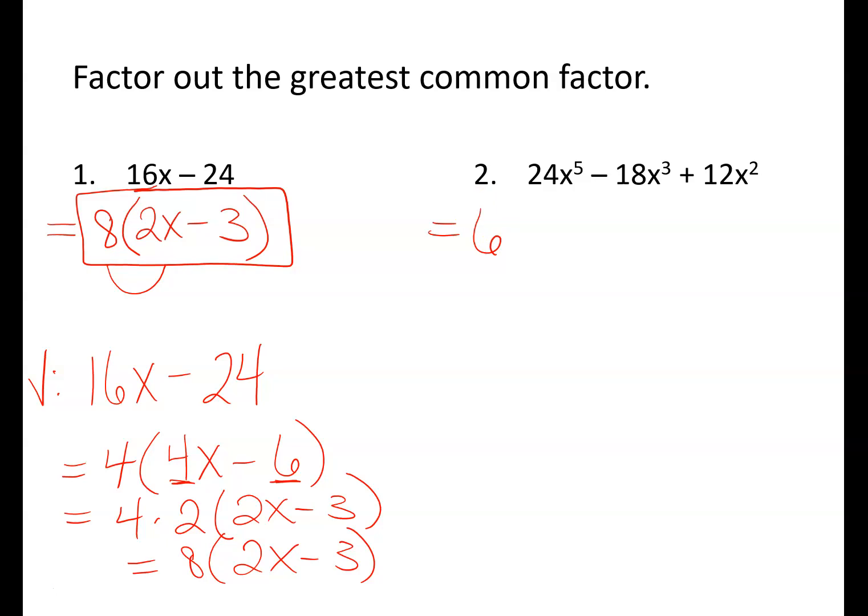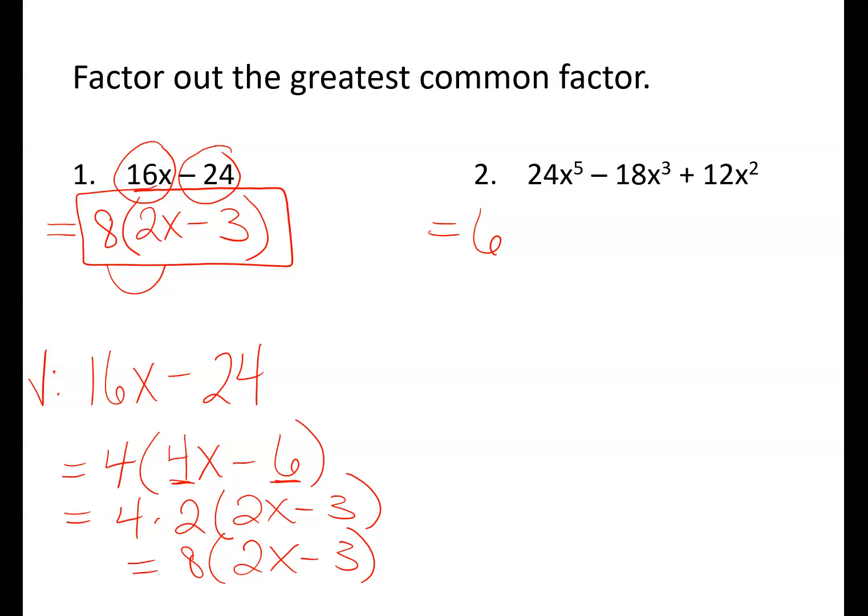Then look at your variables. In this example, every term has an x in it. Maybe I should mention what terms are. Terms are separated by plus or minus. So when we go back to example 1, 16x is one term and negative 24 is a second term. So that has 2 terms in it.